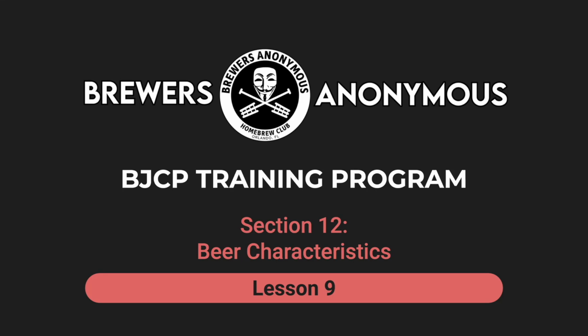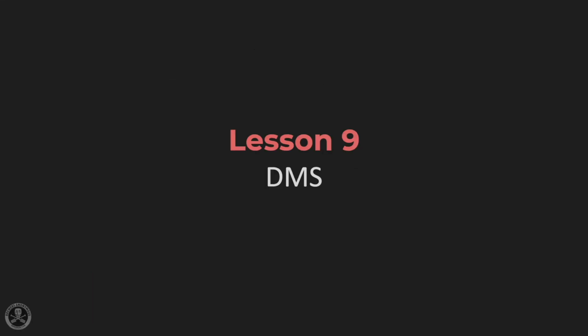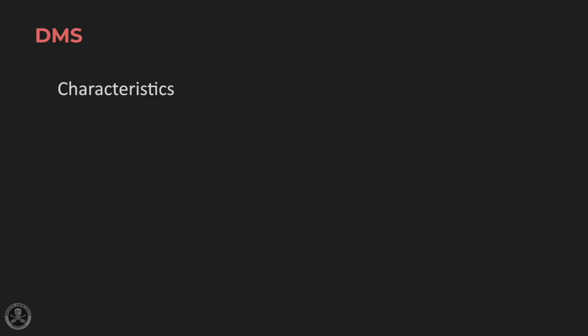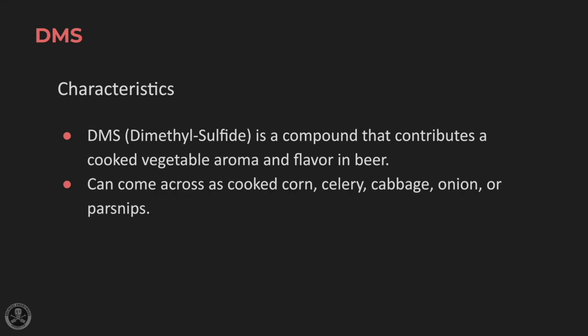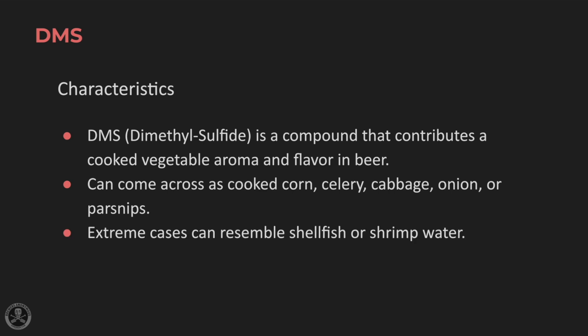We're up to Lesson 9 of Section 12, Beer Characteristics, and this lesson focuses on DMS in beer. DMS is short for dimethyl sulfide. It's a compound that is perceived as a cooked vegetable aroma and flavor in beer. It's most commonly perceived as cooked corn, but can also be perceived as celery, cabbage, onion, or parsnips. In extreme amounts, it can also resemble shellfish or shrimp water.